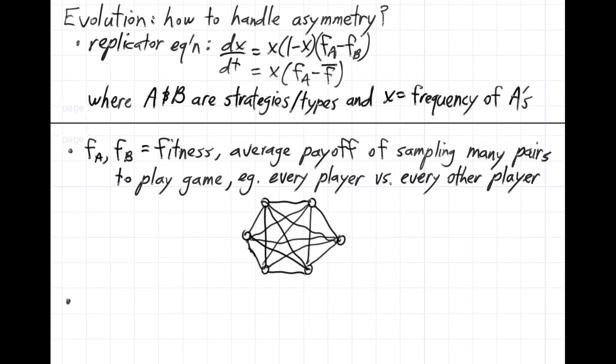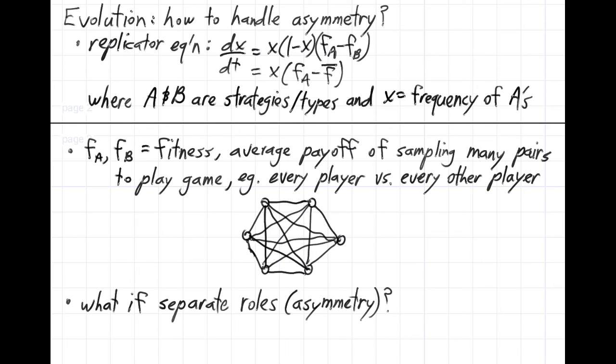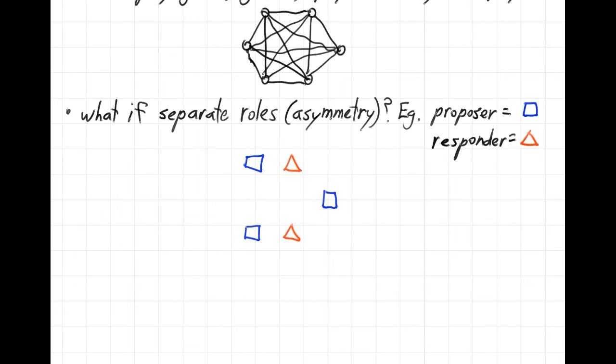So how do we handle that if there are separate roles or an asymmetry in the game? For example, we could have a proposer and a separate responder, and they're not the same as each other. So if we had this situation, we might have two different types. And if we did the same kind of thing, we might have pairings between these two guys and these guys. That would all be fine. But what does it mean when we try to create a pairing like this between two proposers? That doesn't make any sense. They can't play the game together. So these pairings are fine, but this pairing is not. And we need to decide what to do about that.